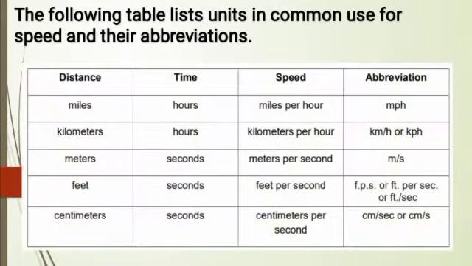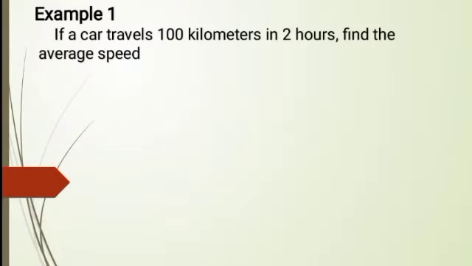Now the following table lists units in common use for speed and their abbreviations. So we have here 4 columns. First is for the distance, the time, the speed, and the abbreviation. So these are the list of units in common use for speed and their abbreviations. I hope that everybody will jot down this in your notes and try to memorize or become familiarized with these common units used for speed with their abbreviations. Let us apply what we have learned.